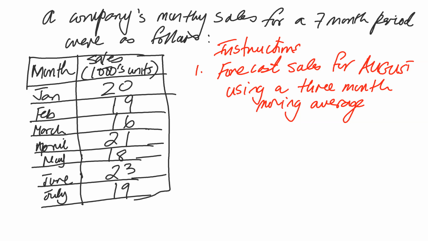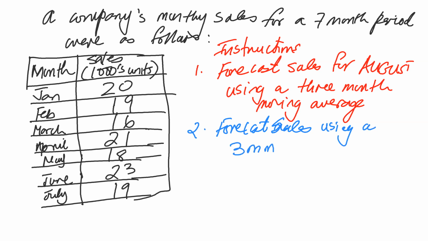Now, notice my emphasis: based on the instruction. The first is forecast sales for August using a 3-month moving average. Now I want you to pay close attention to the instruction. Then the next one says forecast 3 months of sales using a 3-month MA, meaning moving average. Now you're going to say, but Miss, instruction 1 and instruction 2 are the same thing. Not quite. So pay attention to the instruction.